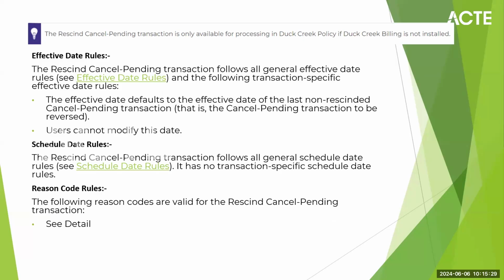What is the effective date rule? The effective date defaults to the effective date of the last non-resigned cancel pending transaction. That is the cancel pending transaction to be reversed. Okay. What are the previous transactions before the cancel pending transaction? The effective date will be the same as that effective date. User cannot modify this date. It will be defaulted to that date. Schedule date transaction: this has no transaction specific rule. Okay, user can modify whatever you want.